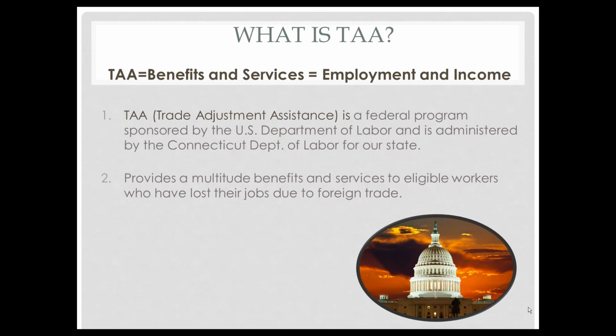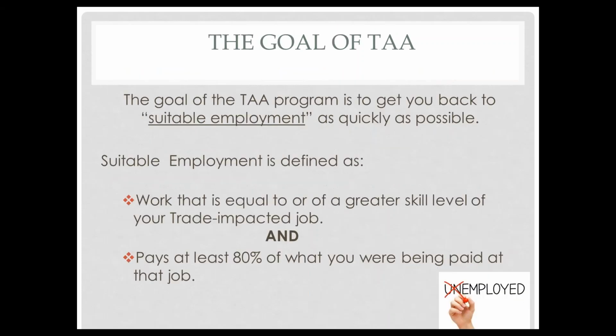What is TAA? The Trade Adjustment Assistance Program is a federal program sponsored by the U.S. Department of Labor and is administered by the Connecticut Department of Labor for our state. It provides a multitude of benefits and services to eligible workers who have lost their jobs due to foreign trade. The goal of the TAA program is to get you back to suitable employment as quickly as possible. Suitable employment is defined as work that is equal to or of greater skill level of your trade-impacted job and pays at least 80% of what you were being paid at that job.